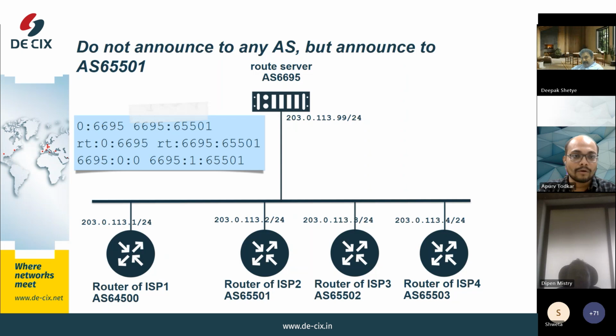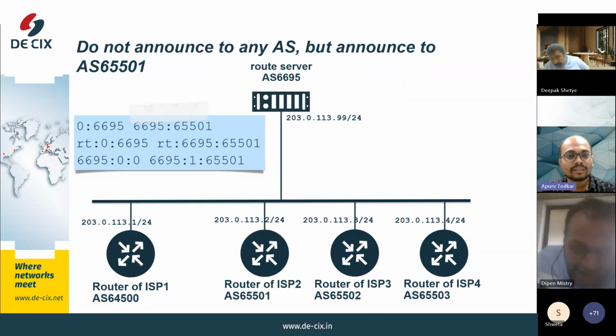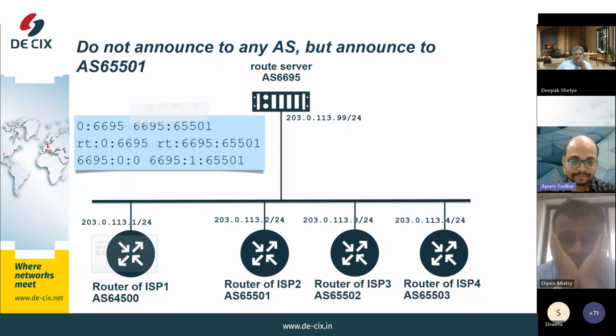In this next example, you can also choose to announce a prefix to everybody except for a specific ASN. To do this, use a community that tells the route server to re-announce the prefix to all the participants except for the one ASN that you have specified. So when you use this community, the route server will re-announce the prefix to everyone except for the ASN that you have defined.